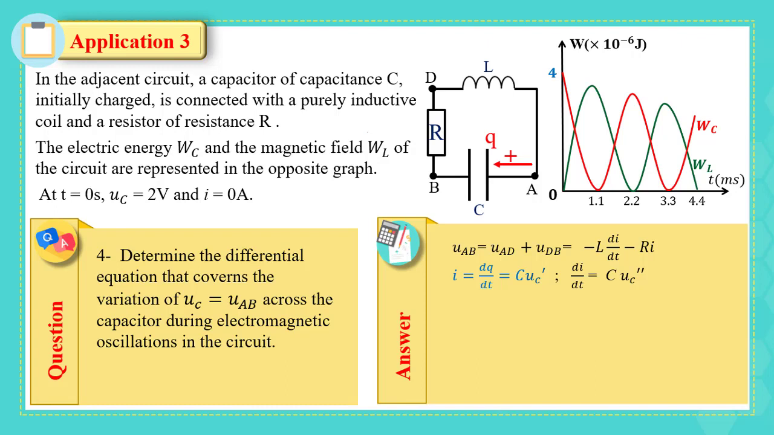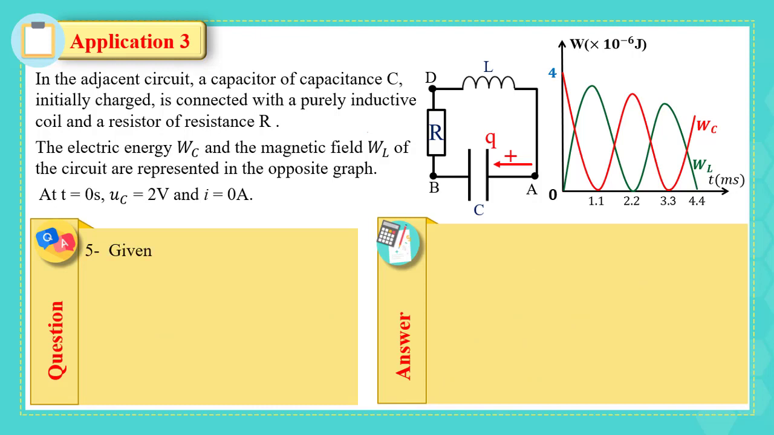Let's replace them in the differential equation. Thus we get UC equals minus LC UC double prime minus RC UC prime. Dividing by LC and arranging it, it becomes UC double prime plus R over L UC prime plus 1 over LC UC equals 0. And the differential equation is attained.